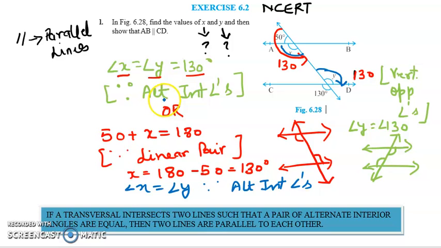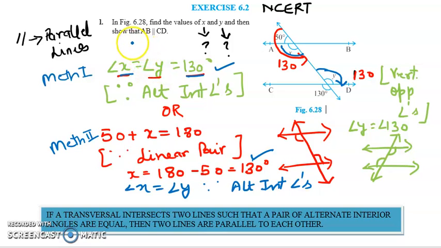Why? Because they are alternate interior angles and the measure is 130 degree. Either by method 1, or if you want, method 2, whichever method you find easy to calculate, in both the methods you will get 130 degree. So angle x is equal to 130 degree, angle y is equal to 130 degree, and angle x is equal to angle y, which is equal to 130 degree.